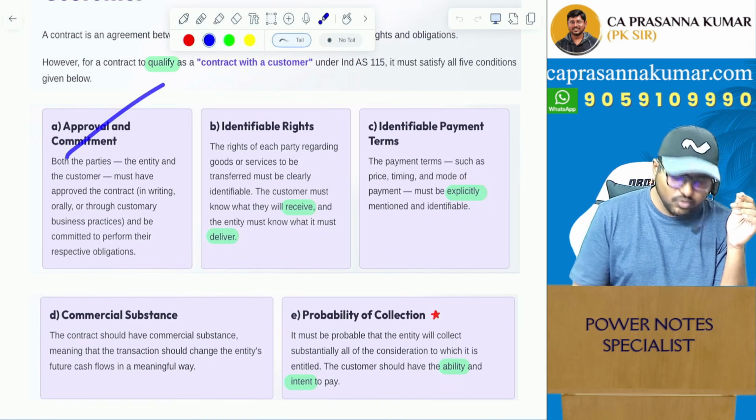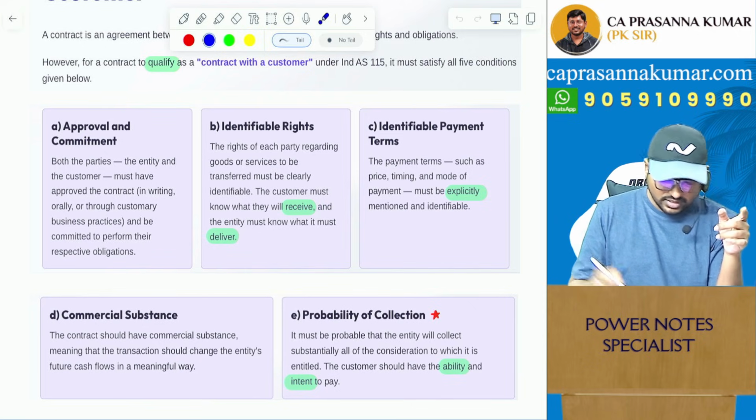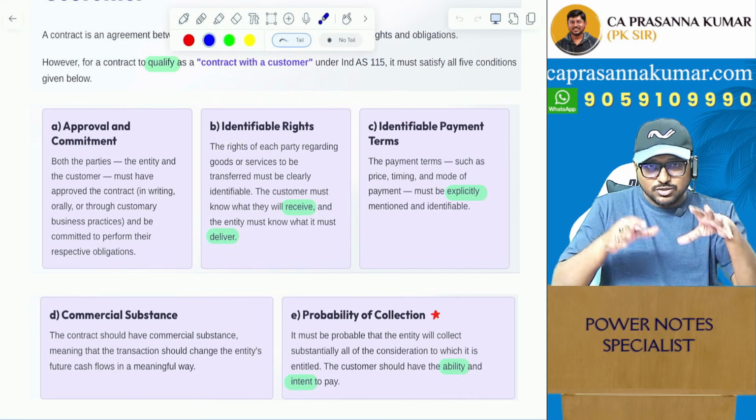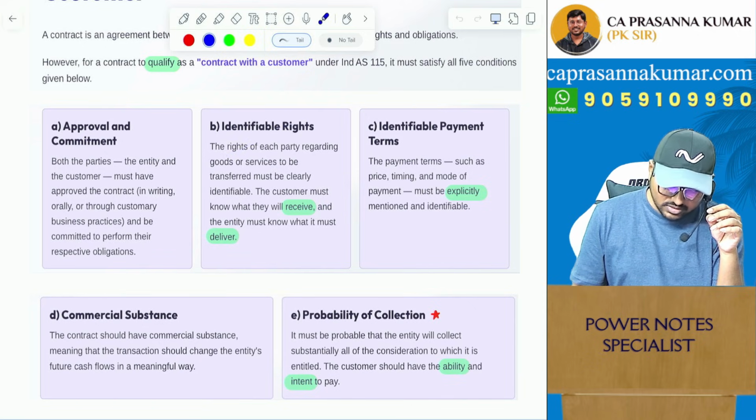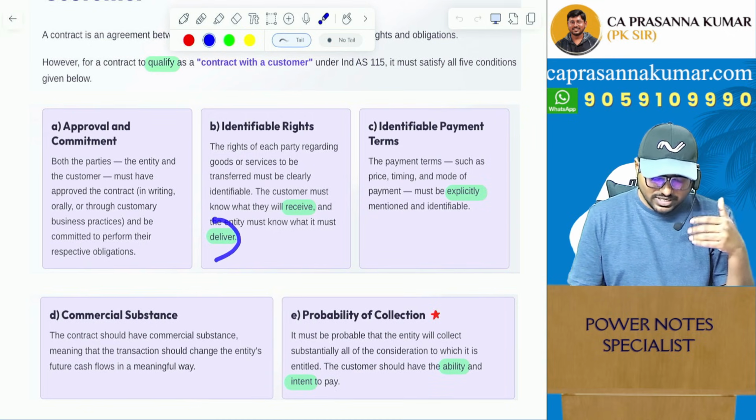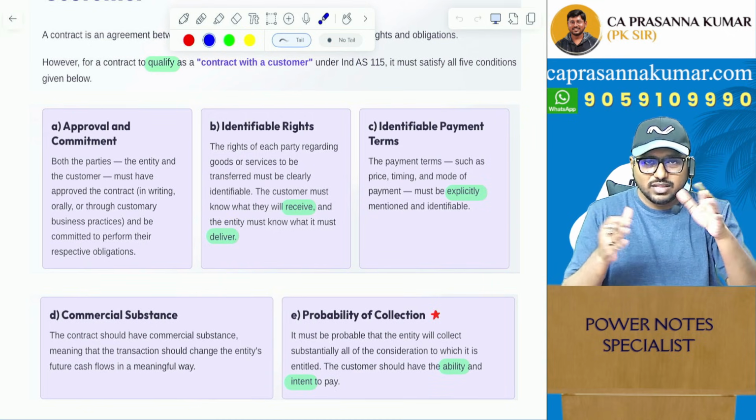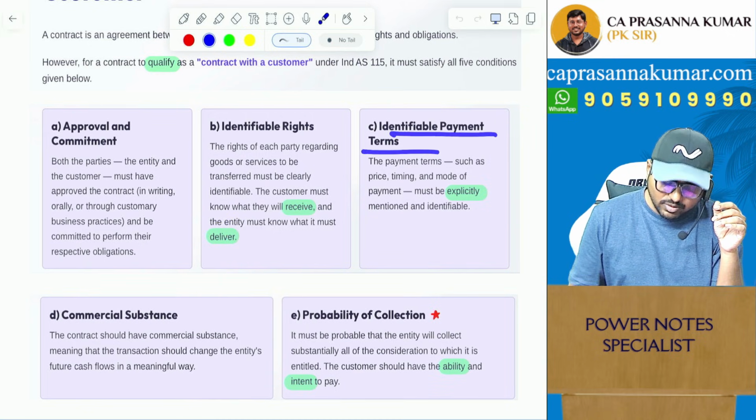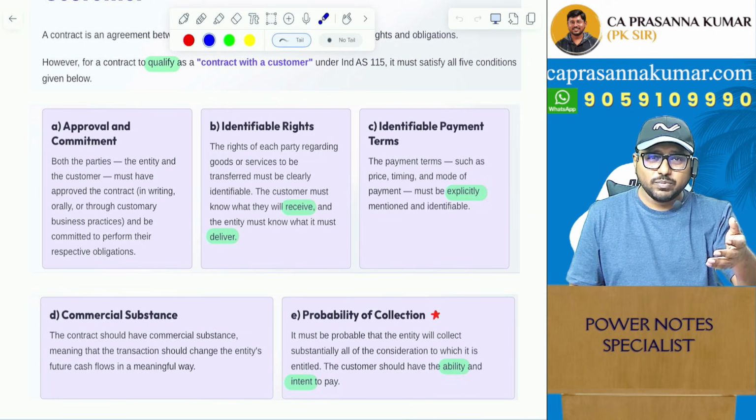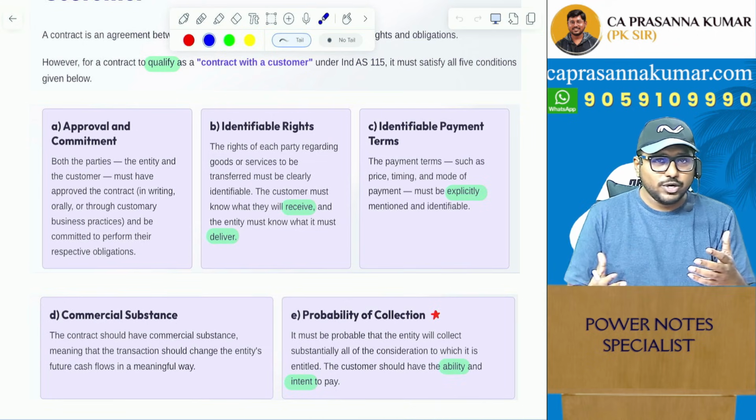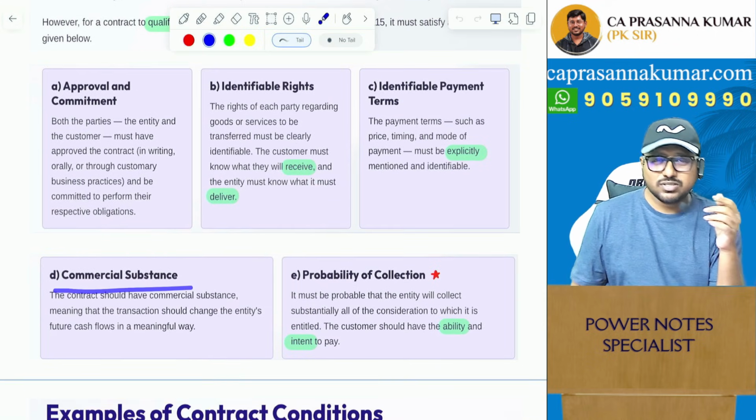Approval and commitment must be there between the entity and the customer. Identifiable rights should be there in that particular contract, which means what the customer will receive from the entity, what the entity will deliver. That must be clear. Then you have identifiable payment terms. How are you going to pay? When are you going to pay? On what mode are you going to pay? All those things.